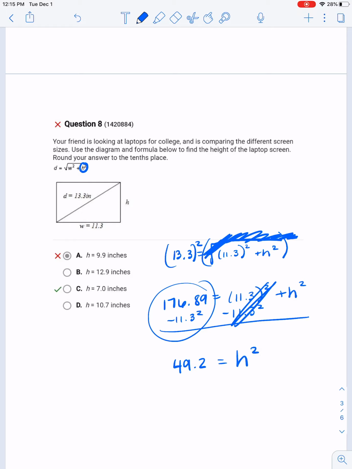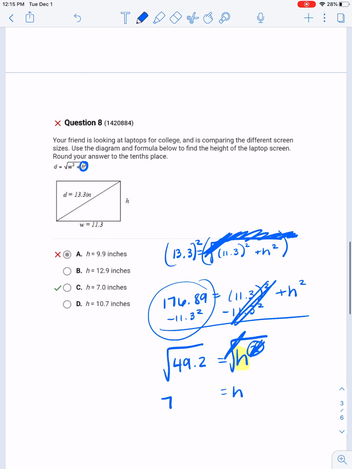So now think of, if I want to get, again, h by itself, that's my goal. How do I get rid of this little square? Well, I square root. The opposite of squaring is square rooting. So I square root both sides and I get h equals the square root of 49.2. I know that's going to be really close to 7.014. And so that's your closest answer.